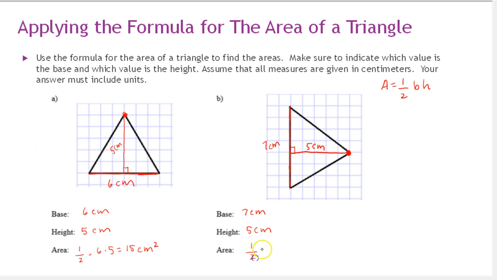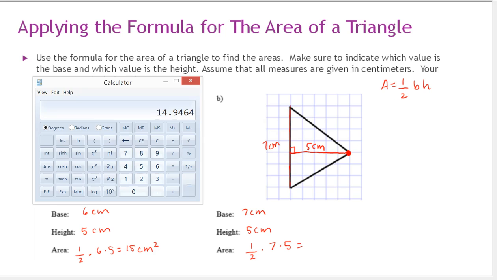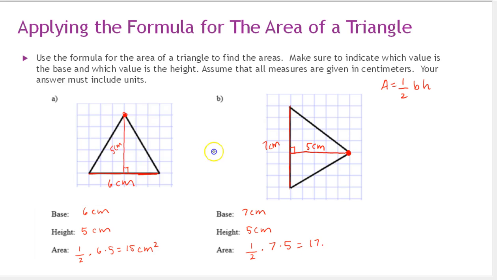Our area is 1/2 times 7 times 5. That's going to be in square centimeters. I'll just put this in the calculator. So I'm going to do 1 divided by 2 times 7 times 5. And we get 17.5 centimeters squared.